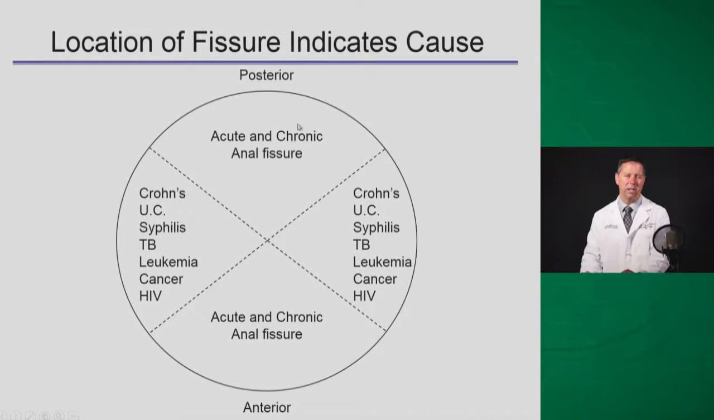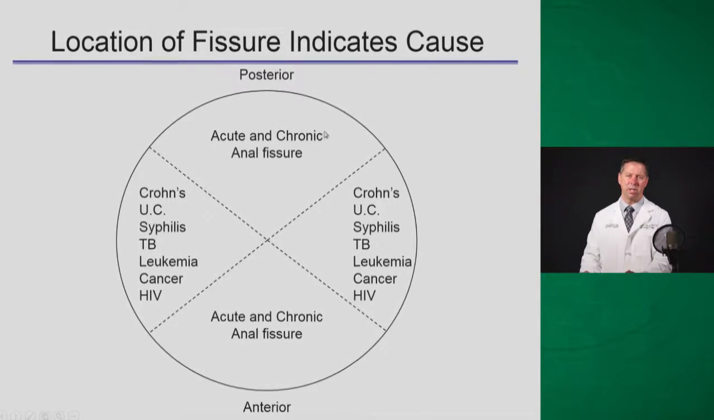In general, the location of the fissure indicates the cause. Anterior and posterior in the anal canal, these are acute and chronic anal fissures. A chronic anal fissure is really defined as a fissure that's been present for more than 3 months. If you start seeing multiple anal fissures or fissures in lateral locations, you have to at least think about other causes. Crohn's disease, ulcerative colitis, syphilis, TB, leukemia, cancer, HIV, all of these patients can develop fissures. Multiple anal fissures in lateral locations should at least bring to mind a cause other than acute and chronic anal fissure.